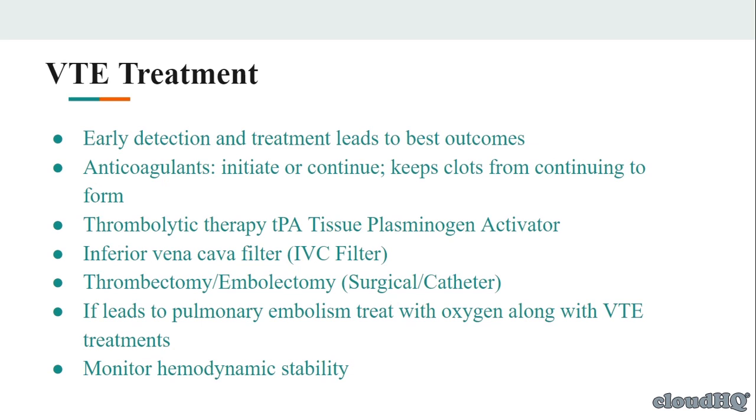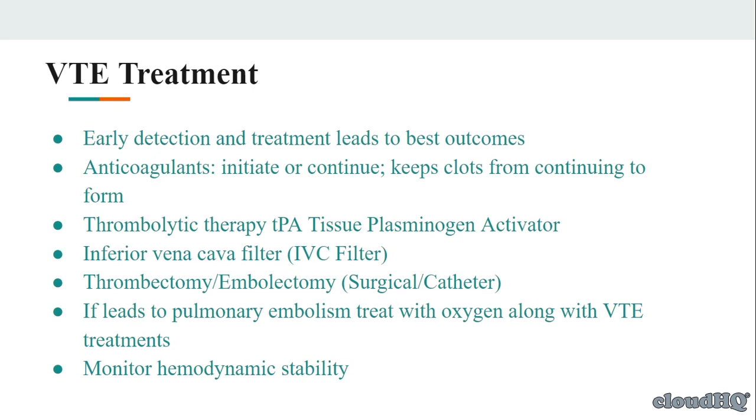For VTE treatment, early detection and treatment leads to the best outcomes. If they're on anticoagulants, you want to continue them, or initiate them if they're not on any, and that keeps clots from continuing to form. For thrombolytic therapy, you would want to use the TPA, tissue plasminogen activator. They have the inferior vena cava filter, or the IVC filter. And then as a last ditch effort, you would do a thrombectomy or embolectomy, which you can do surgically or through a catheter.